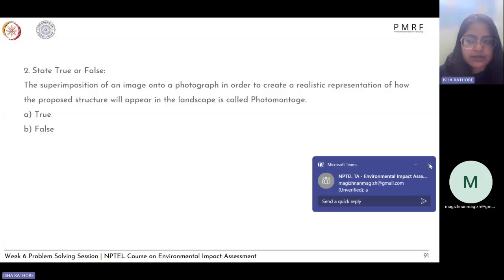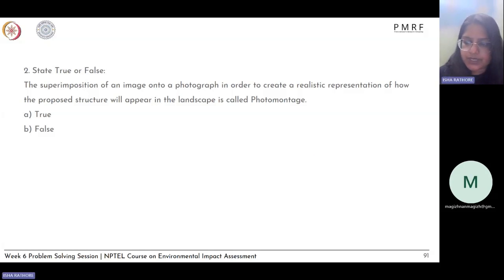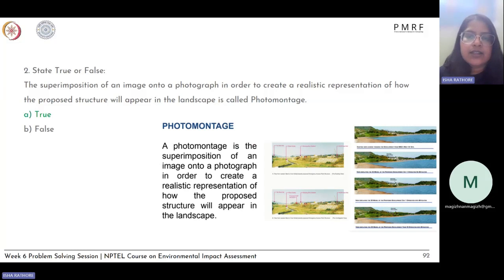So you say A. So A is the correct answer. When you superimpose an existing photograph with a super realistic representation of how the proposed development is going to look on this existing photograph, just to show visually how the proposed development is going to look, is known as photomontage. So the statement is true. So A is the correct answer.